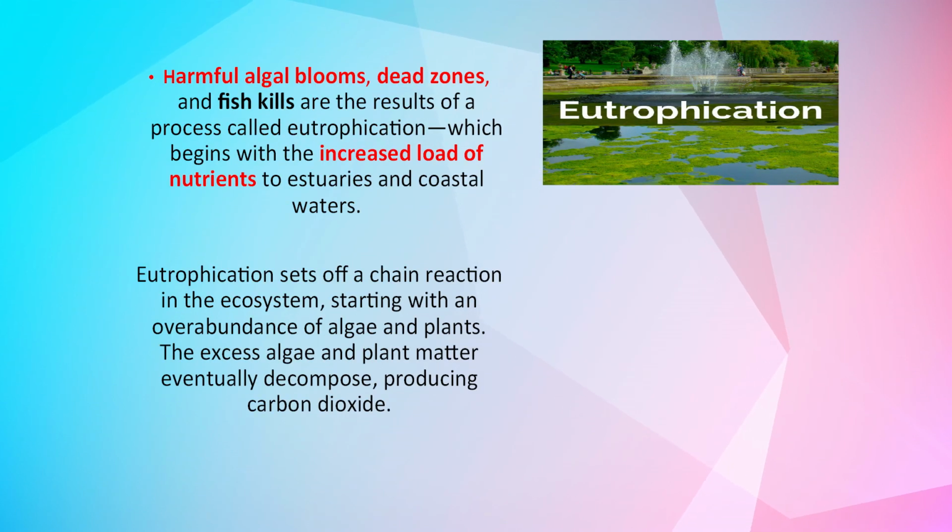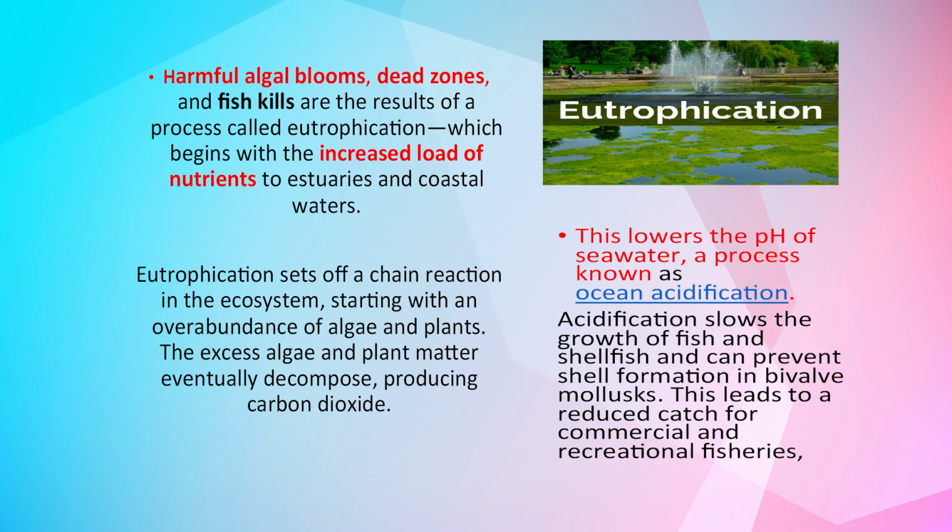The third very important term is eutrophication. Under eutrophication, what is happening? This is also a nutrient issue, and a very good example of nutrient pollution, because it brings harmful algal blooms, dead zones, and fish kills. It begins with an increased load of nutrients to estuaries, coastal waters, and lakes. Eutrophication is basically a chain reaction in the ecosystem, starting with an overabundance of algae and plants. The excess algae and plant matter eventually decompose, producing carbon dioxide.